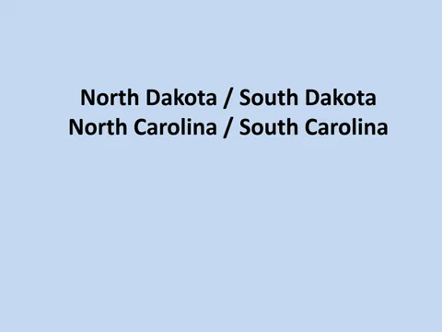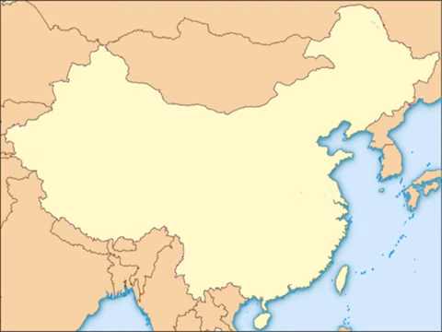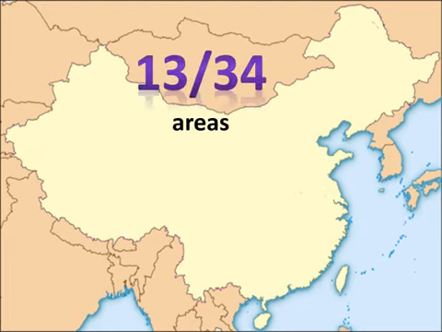What about the names and locations of Chinese provinces? Relax. They are much easier. Many Chinese provinces use descriptive names. In fact, 13 out of the 34 administrative areas include the words for north, south, east, or west. Learning the Chinese words for the compass points, plus a handful of other words such as mountain, river, and lake, will make many Chinese province names easy.